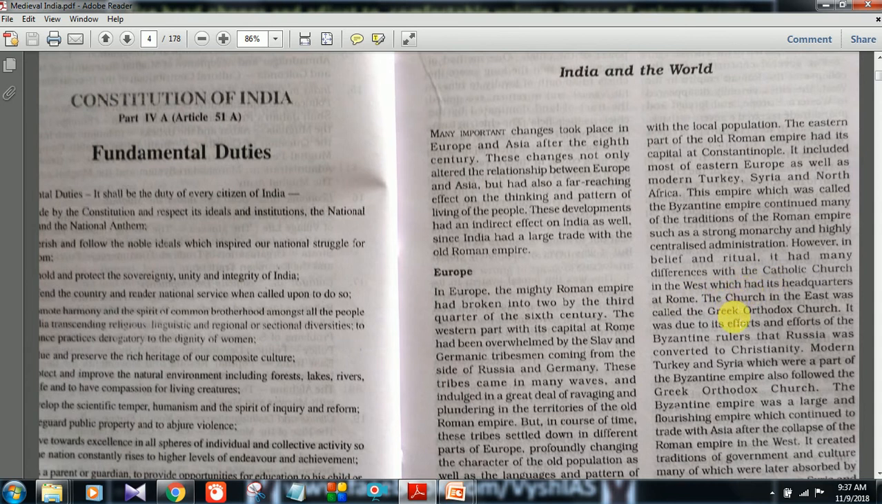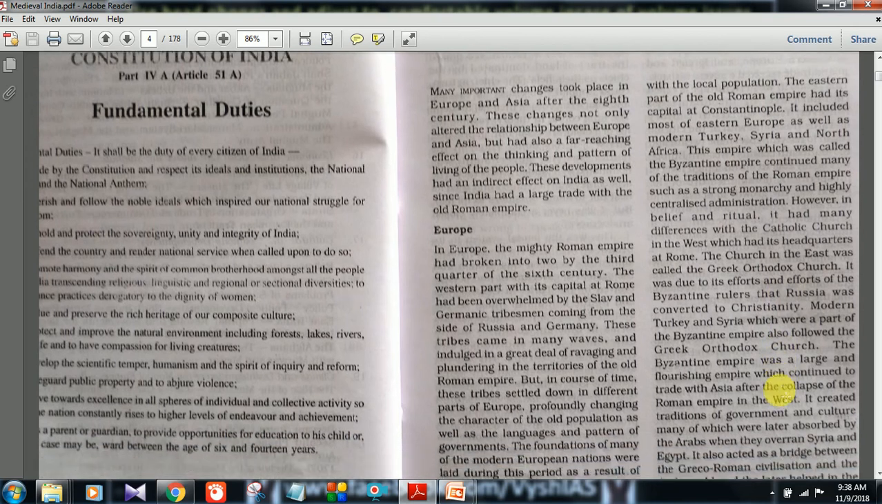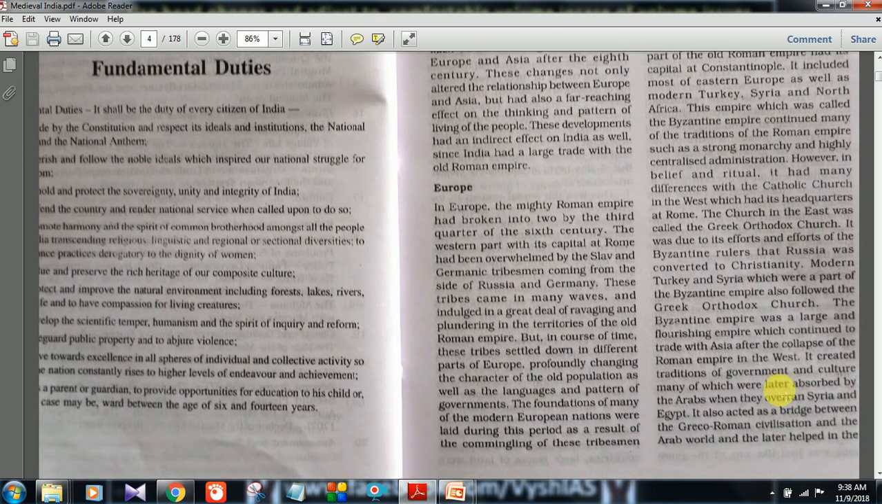The church in the East was called the Greek Orthodox Church. Okay, in the East, it was due to its efforts and the efforts of the Byzantine ruler that Russia was converted to Christianity. Okay, so why Russia became Christian, that is what they are explaining, because of these church activities. Modern Turkey and Syria, which were a part of the Byzantine Empire, also followed the Greek Orthodox Church.